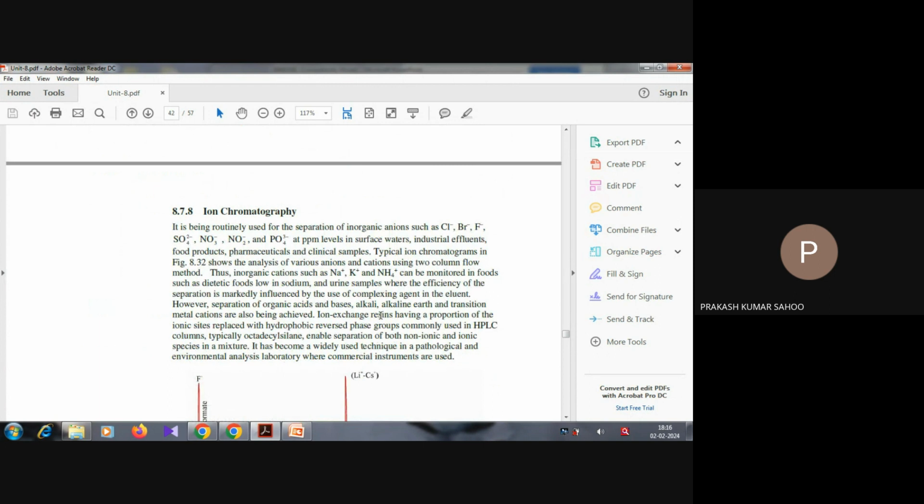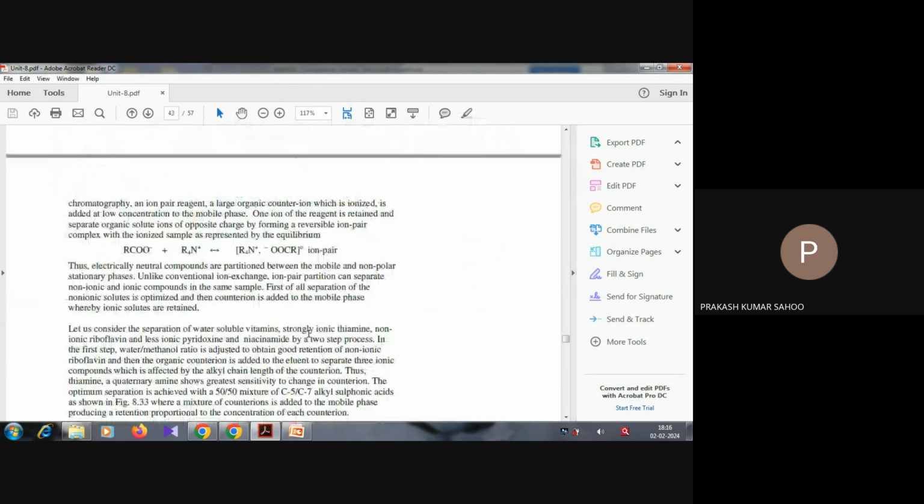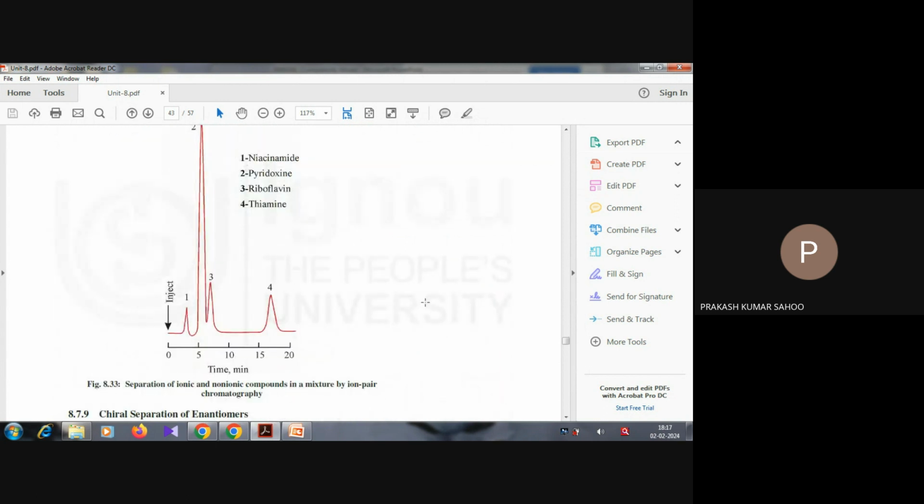Then it is ion chromatography application. So these are ions to be separated. Then we have the reaction of a carboxylate group with a quaternary ammonium salt to form an ion pair, which is nothing but a zwitterion formation. By formation of this ion, the components get separated. Then we have the compounds like niacinamide, pyridoxine, riboflavin, thiamine.